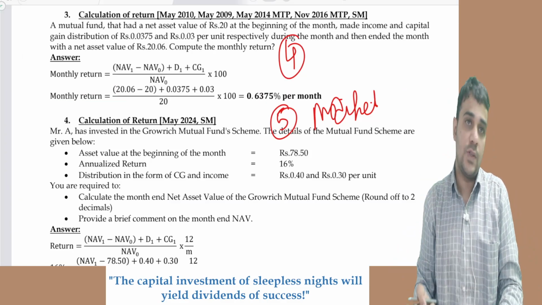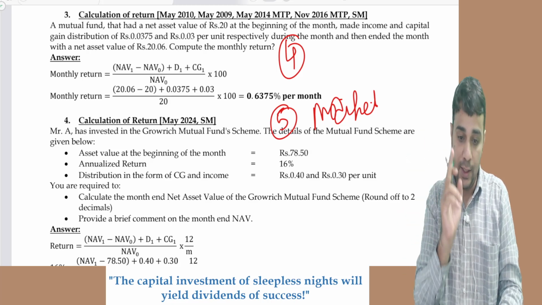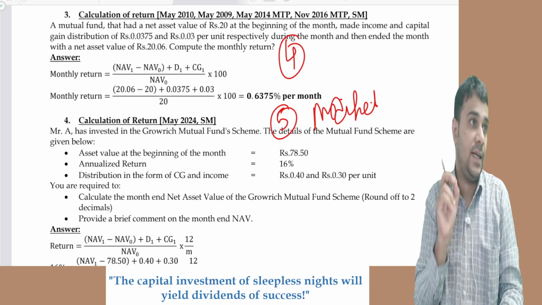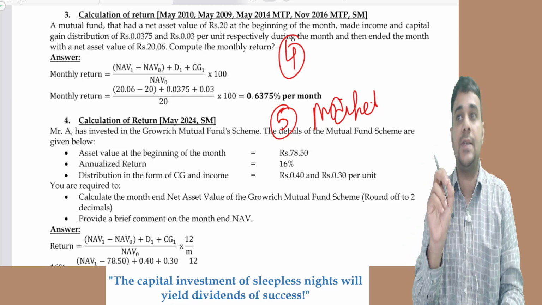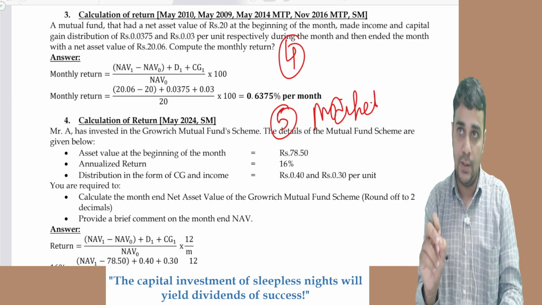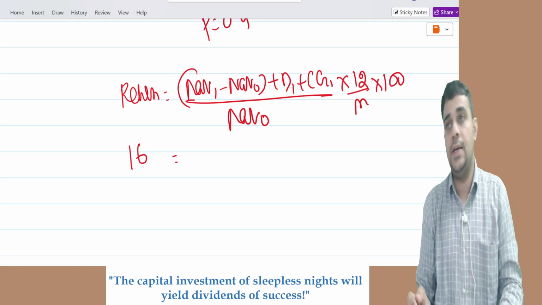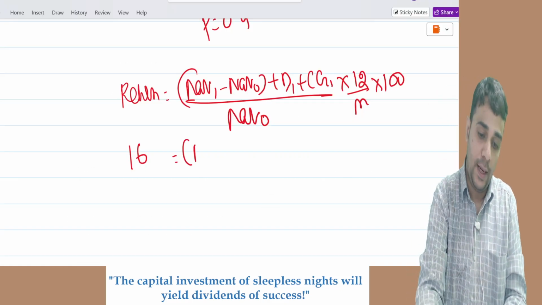Now this is a reverse working question. Whenever you do into 100 on the other side, on this side you should write the number as it is, 16. Don't write 16 percent, write 16 as it is. If you do into 100 on the other side, the calculator will give the number as 16, not 16%. So if you have done into 100, on this side write 16 is equal to, and the month end NAV has to be found out: NAV1.